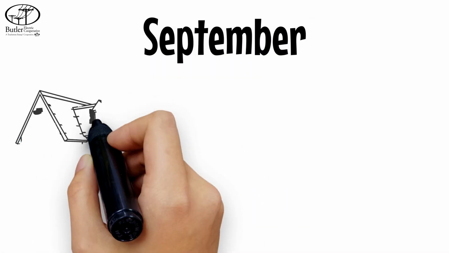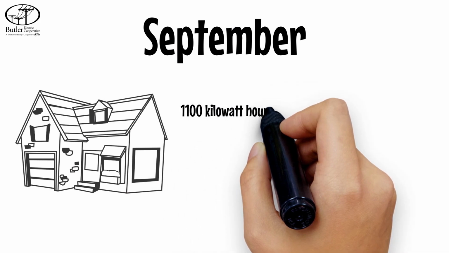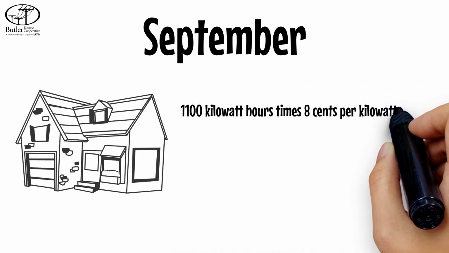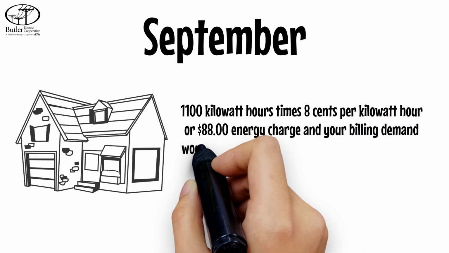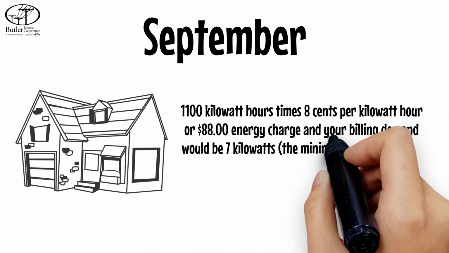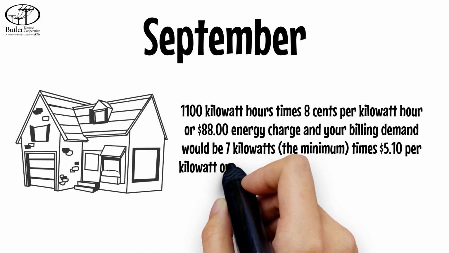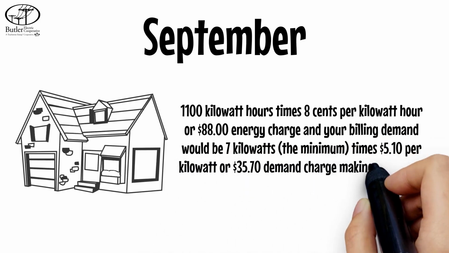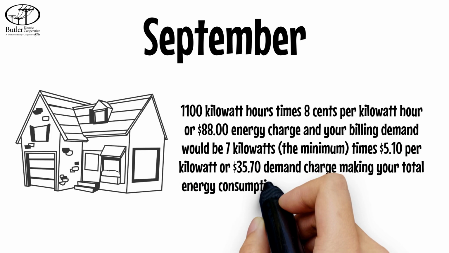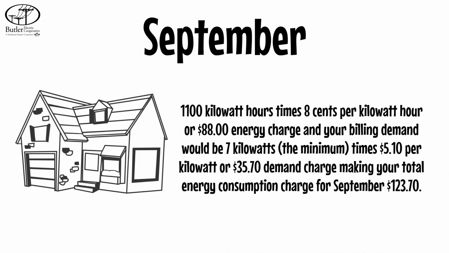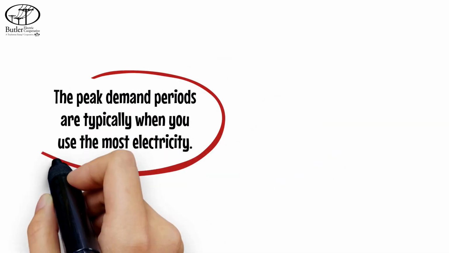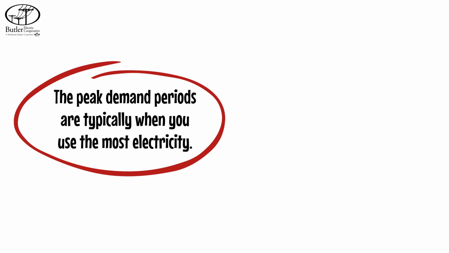So in September, your house used 1,100 kilowatt hours times 8 cents per kilowatt hour, or $88 energy charge, and your billing demand would be 7 kilowatts, the minimum, times $5.10 per kilowatt, or $35.70 demand charge, making your total energy consumption charge for September $123.70.